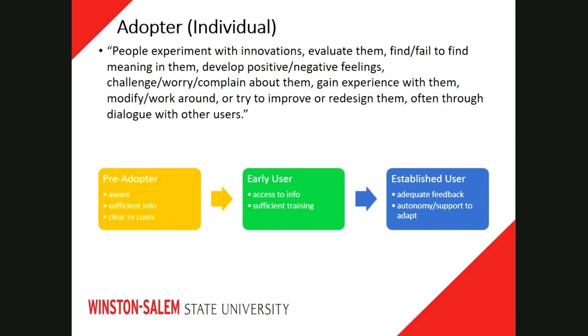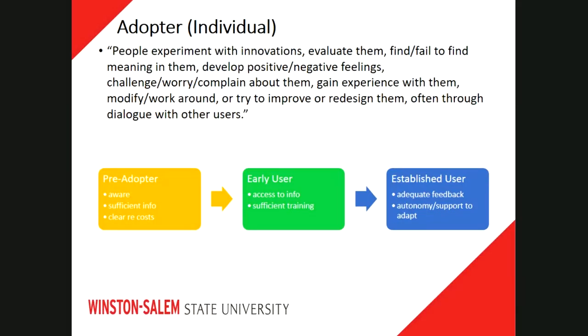But again, the dialogue with others speaks to the social networks. And you have to recognize that, because within that social network, there are often areas of influence. And so with the adopters, it's important to understand, am I dealing with a pre-adopter? If a pre-adopter, this is someone who needs to be aware, they need sufficient information, and they need to clearly understand the cost. And this is not just expense, but also consider time. What is it going to cost me? What am I going to have to do? And to know that up front.